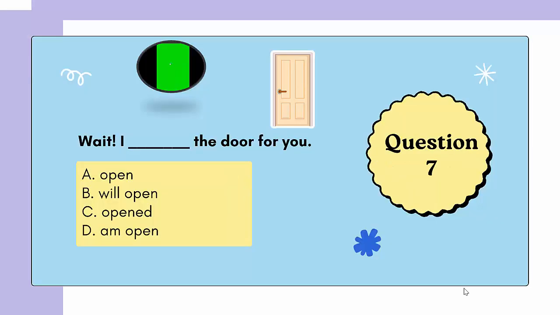Question number 7. Wait, I blank the door for you. A. Open. B. Will open. C. Opened. D. Am open.